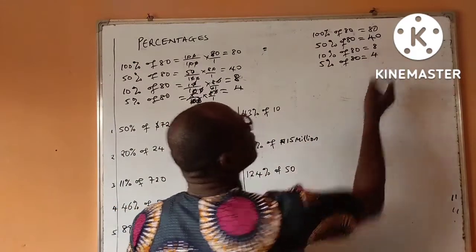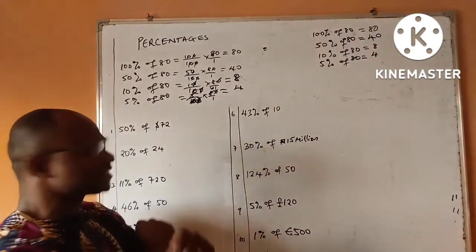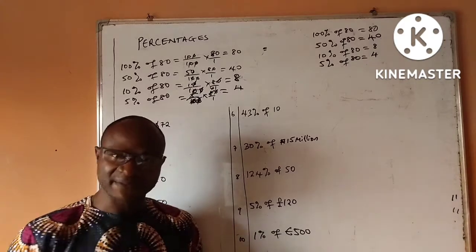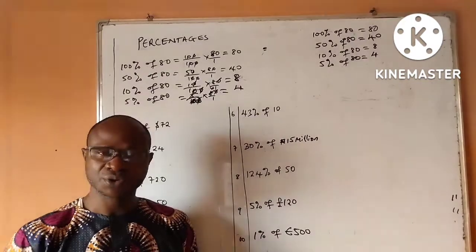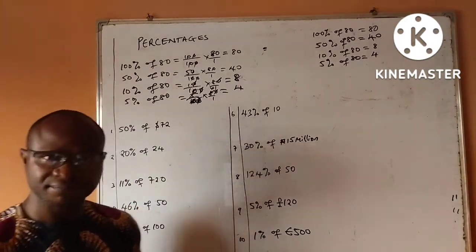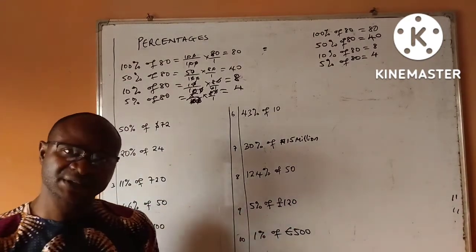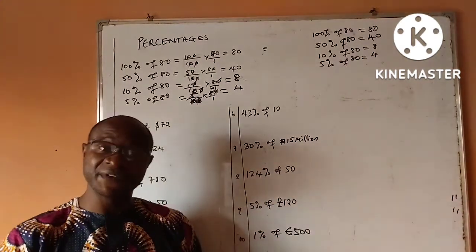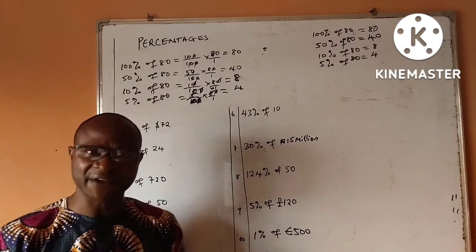So therefore, we can say that 5% of 100 is simply 100 divided by 10, which is 10, 10 divided by 2, which is 5. So 5% of 100 is simply 5. Let us look at 5% of 500. That is simply 500 divided by 10, which is simply 50. 50 divided by 2 is just 25.